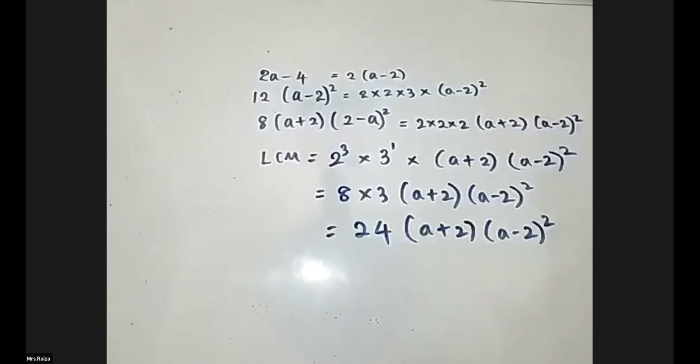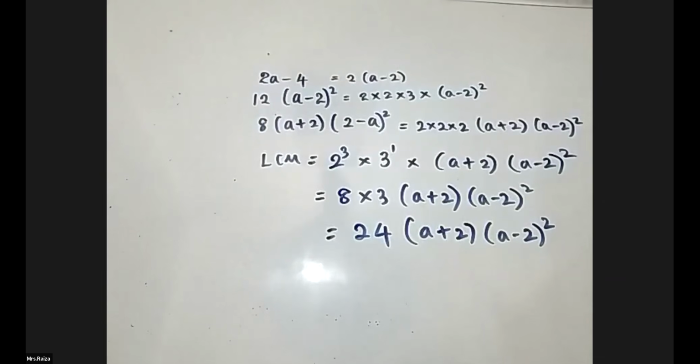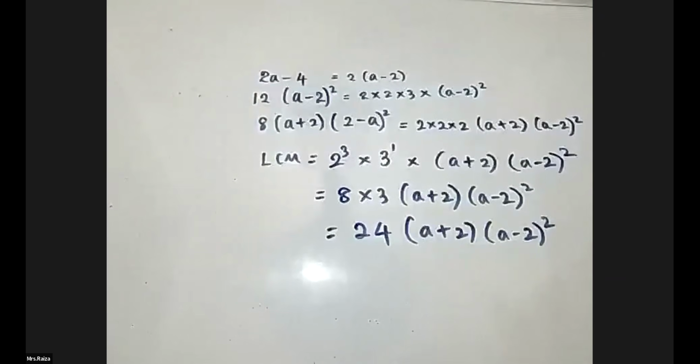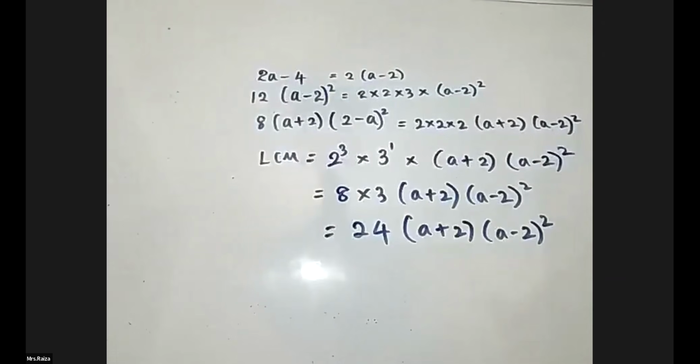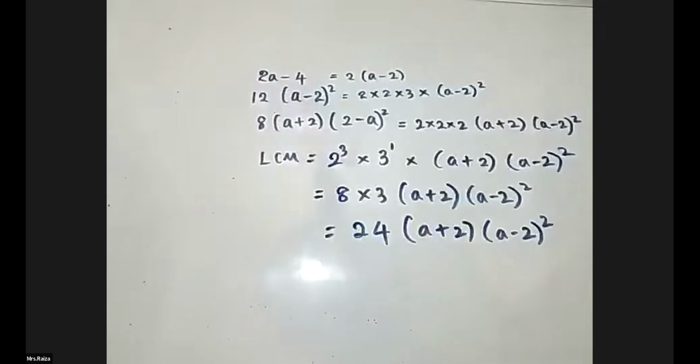Who got the answer 24, a minus 2 squared and a plus 2 and 2 minus a squared? No, Rukaya has tried better. The only mistake is that 2 minus a thing. We can convert it into a minus 2. Kanza, she also has done correct. Only the 2 minus a part was a mistake. Very good. You both have tried well. So take the answer. You can take it as a minus 2. Okay.